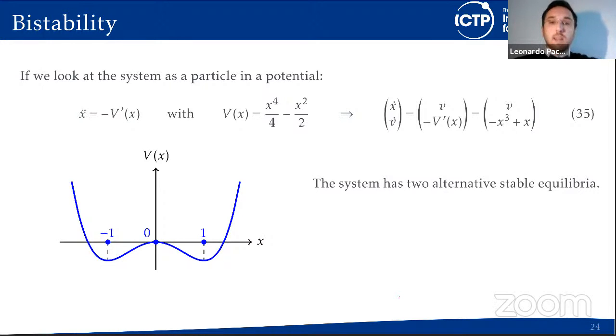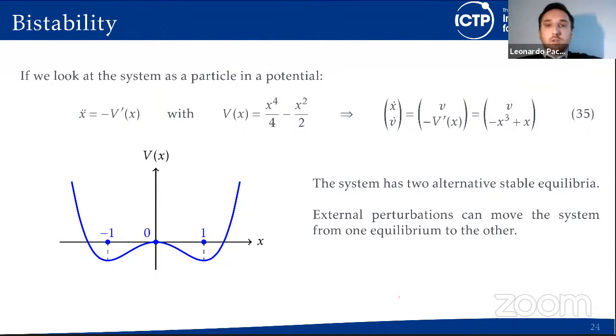Now, the interesting thing about bistable or multistable systems, as we saw also yesterday, is that external perturbations can move the system from one equilibrium to the other. So, for example, if we again are considering the particle in the potential, suppose, for example, that the particle is in -1.